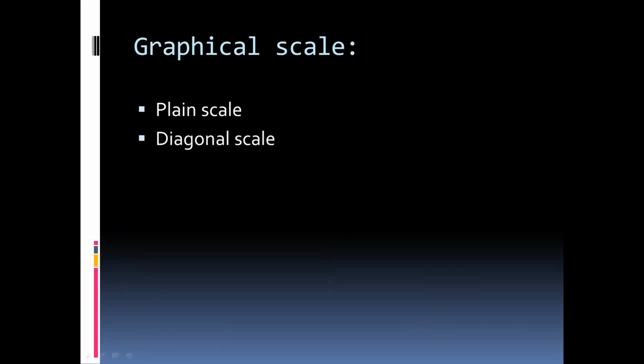So now we will see how to draw a graphical scale on a drawing paper. There are two types of graphical scale. One is a plane scale and the second is the diagonal scale.